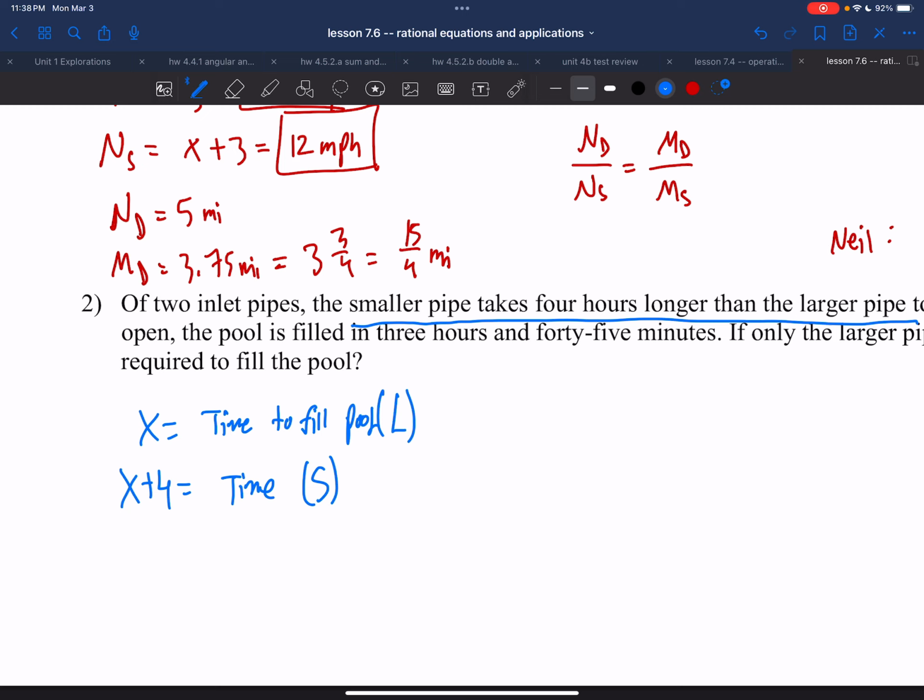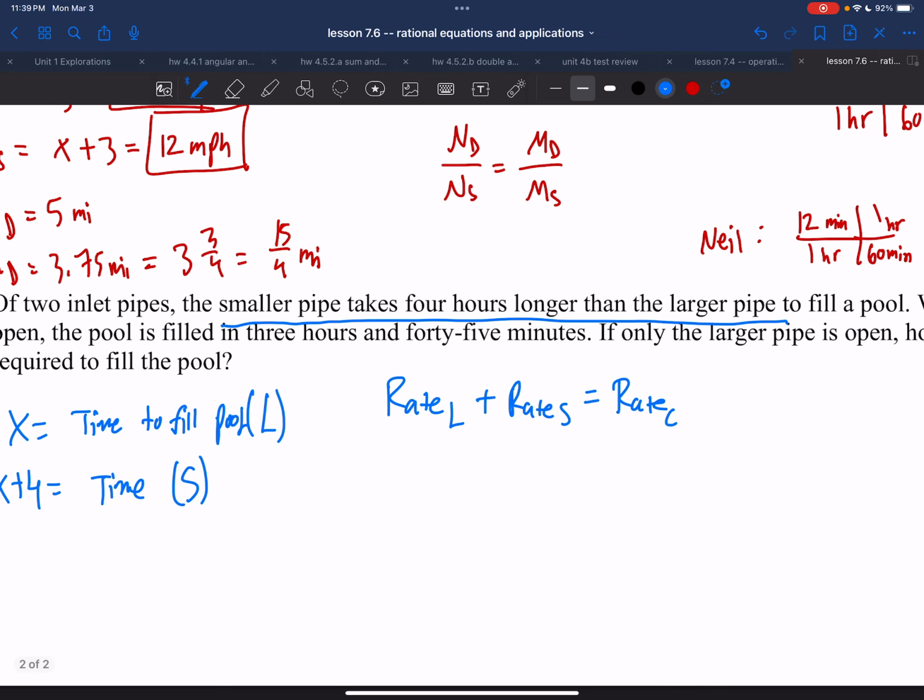Okay, so what are our rates here? Well, we're adding the rate, right? The rate of the large pipe added with the rate of the small pipe gets you the combined rate. I use C for combined there.